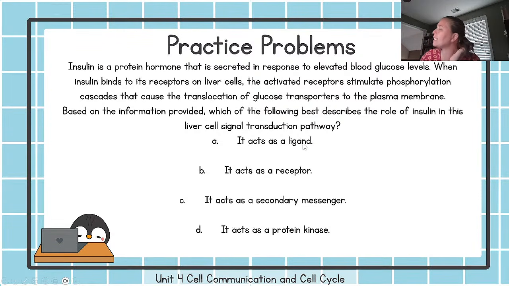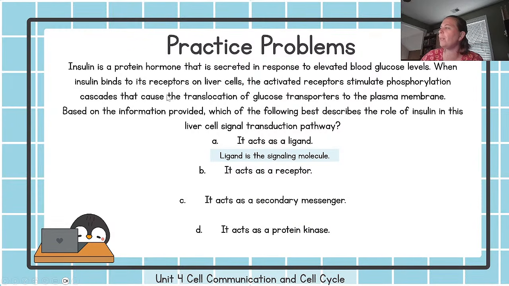So it says it acts as a ligand. Well, what is a ligand? A ligand is a signaling molecule. So the ligand is the thing that's going to be binding to the receptor that's then going to cause a response. Well, it says right here, insulin binds to its receptors. I think A is the answer, but let's just double check. It acts as a receptor. No, it tells me right here that it's binding to a receptor.